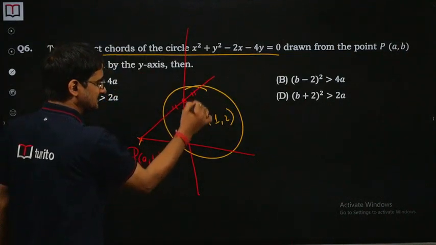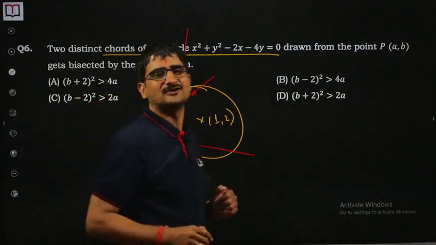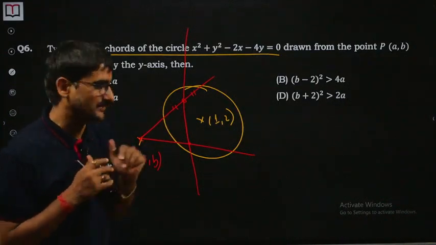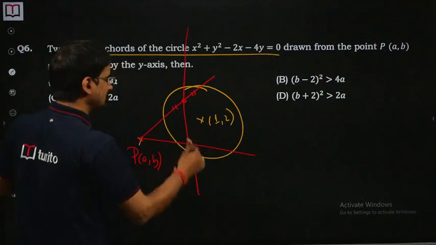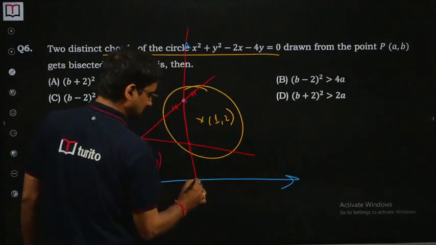Okay, it seems to be bisecting it. So let's say this is also the... So there are two distinct chords which are bisected by the y-axis, the midpoint of the chord. Now I will start my solution from here only. So that's the y-axis for us. That's the x-axis. That's the origin.